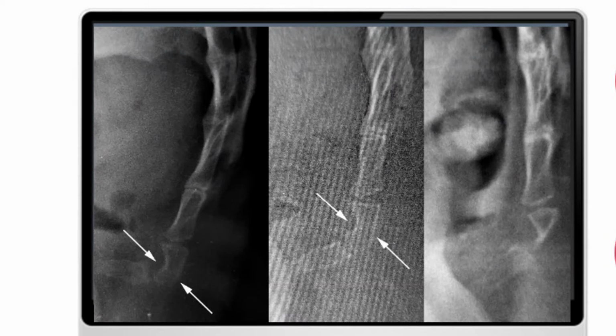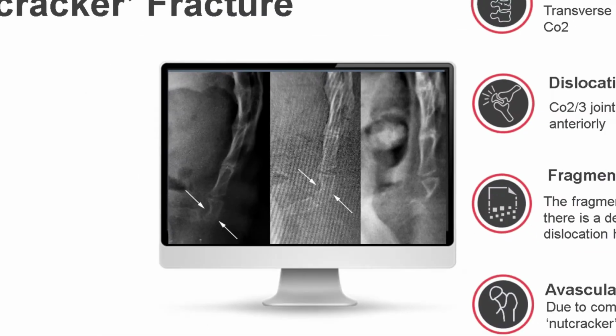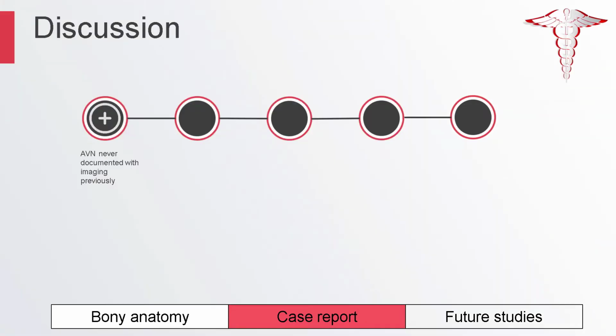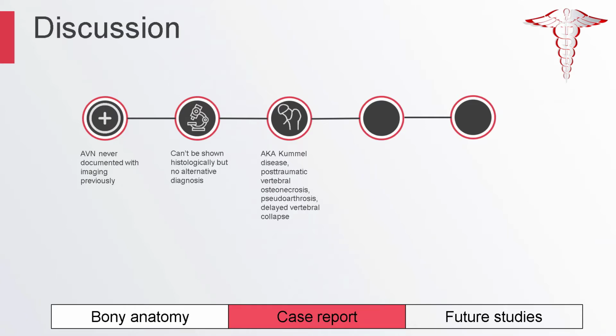Yeah, so we've just got avascular necrosis due to compression, a nutcracker fracture. So let's discuss what's happening. AVN has been reported in 2 cases in the past. They confirmed it on histology, but it's never been shown with imaging like this. We can't prove it because we can't do it histologically, but what is the alternative? What else could it be?